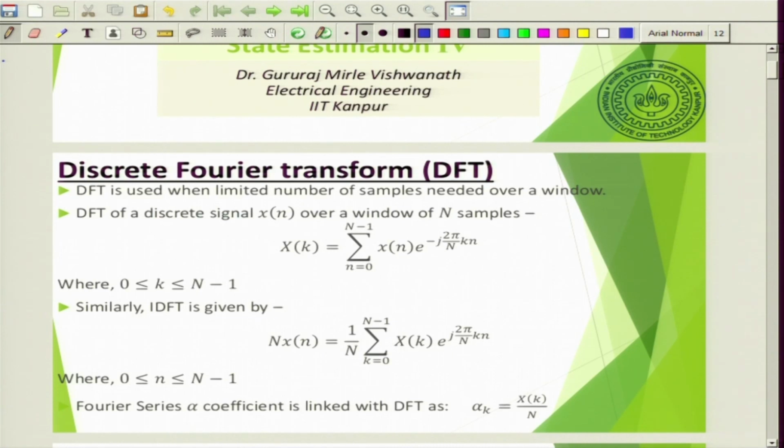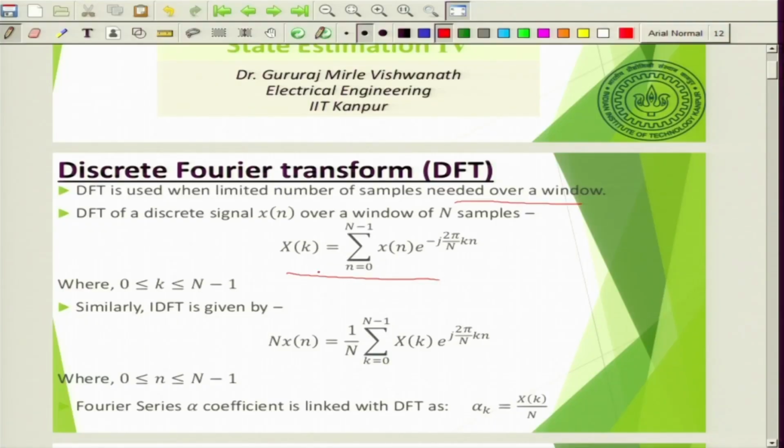As for the discrete Fourier transform we were discussing, DFT is used when a limited number of samples is needed over a window. The DFT of a discrete signal x of n over a window of n samples can be expressed as X of k is equal to summation of n is equal to 0 to N minus 1, because we are starting from n is equal to 0, so the nth sample will be obtained at N minus 1, x of n e to the power of minus j 2 pi by N kn. That means the total number of samples, 0 to N minus 1, is a total of N samples.